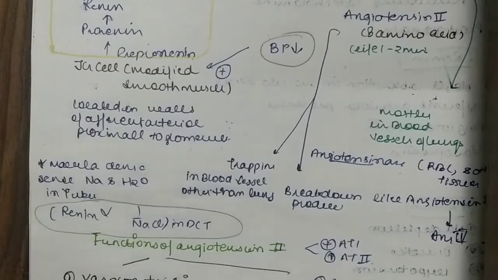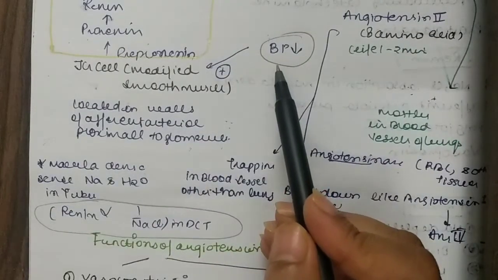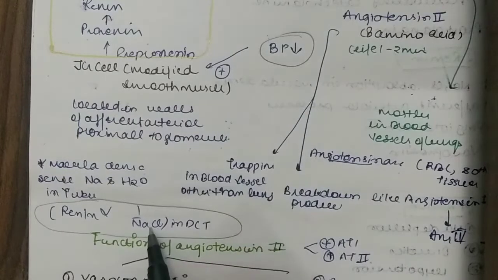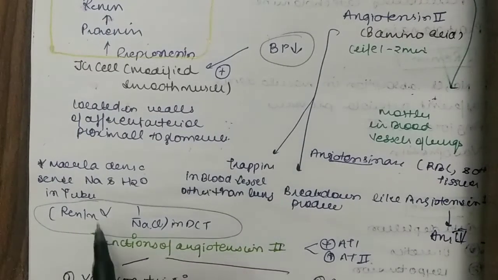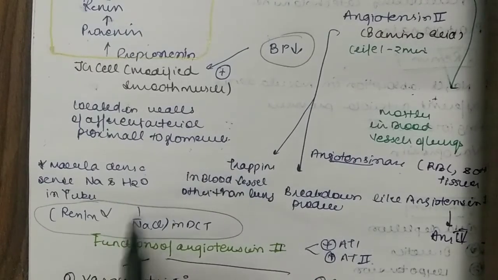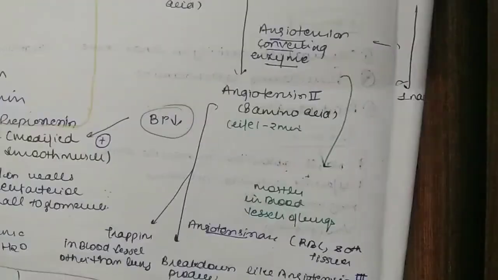So you just remember two things, okay? The mechanism for renin secretion: decrease in BP and decrease in sodium chloride delivery. So if sodium chloride delivery is less in the DCT, renin will be more. There is an inverse relation. Just remember these two things. These two things are very important.